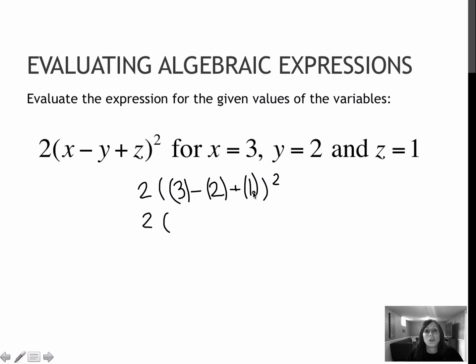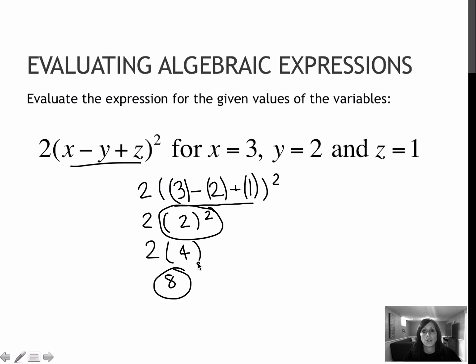Now I'm going to evaluate the parentheses. So I'm going to take 3 minus 2 plus 1 from left to right. So 3 minus 2 is 1, plus 1 is 2. Again, order of operations, that was parentheses. Now exponents must happen before multiplication. So I have to evaluate 2 squared, which is 4, and then I can multiply by 2 to give me 8 for my final solution.